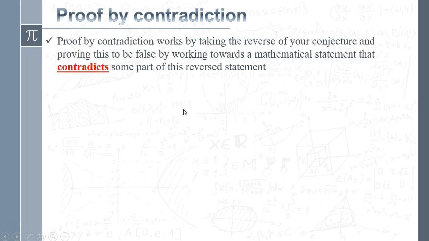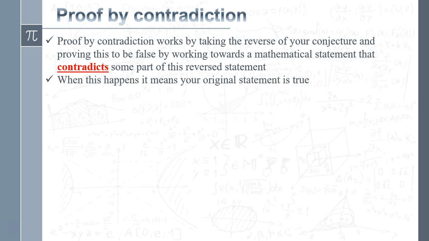Proof by contradiction works by taking the reverse of your conjecture and proving this to be false, and then working towards a mathematical statement that creates a contradiction. So what we're essentially going to do is turn it round and prove that the opposite is false. And if the opposite is false, that means the original statement is true. Now that takes a little bit of getting your head around. So what we're going to do is use an example to describe exactly what's going on.